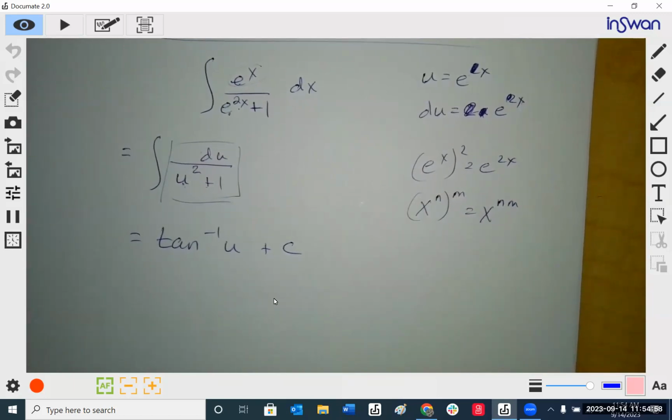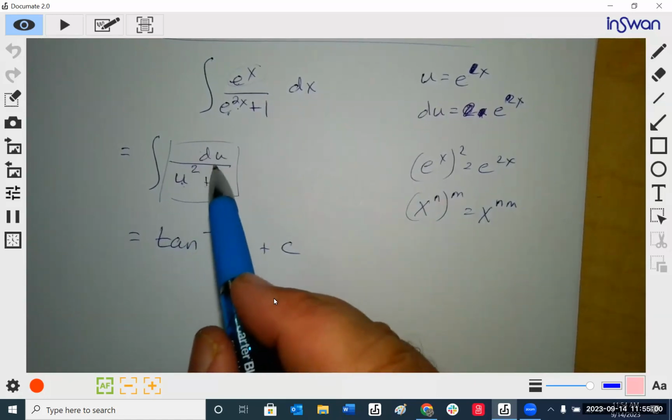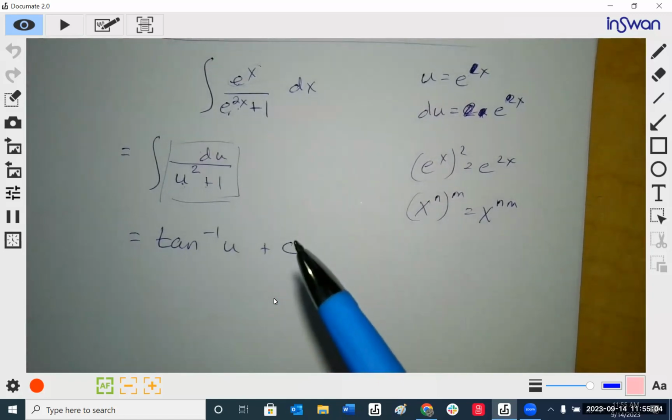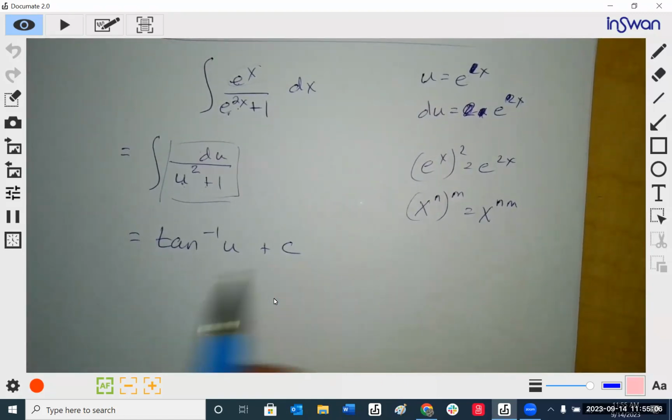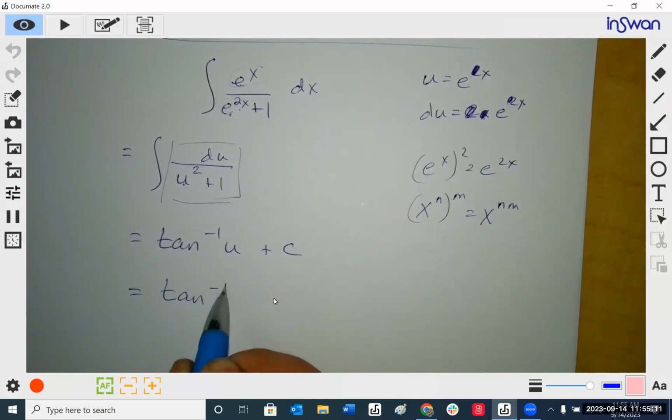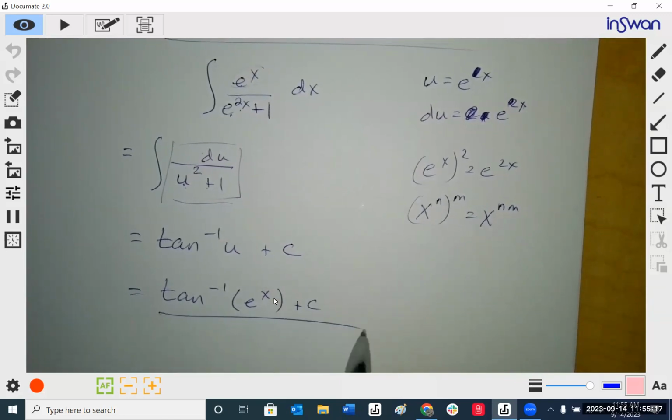That's why, when we first try to find a conversion, always look in the chart, because that may save you a whole bunch of time. So the answer is inverse tangent of e to the power x plus c. There's your answer.